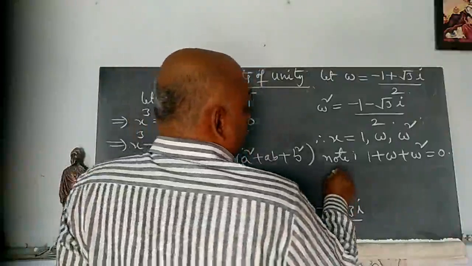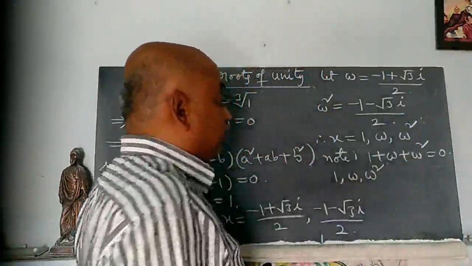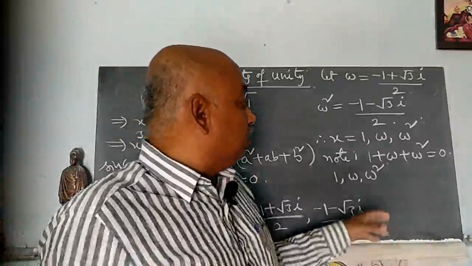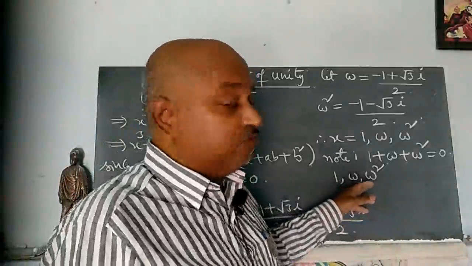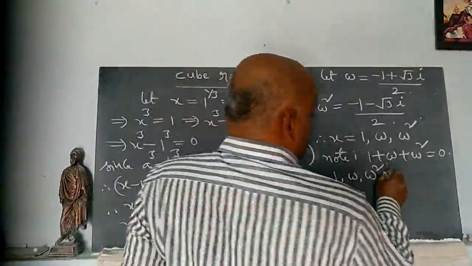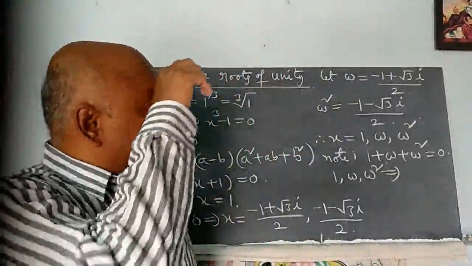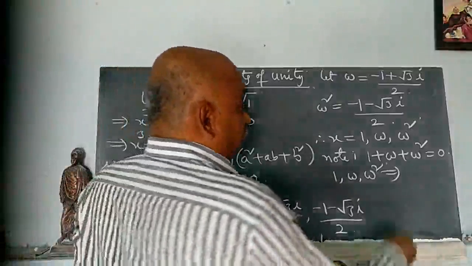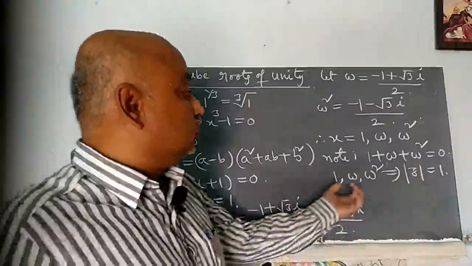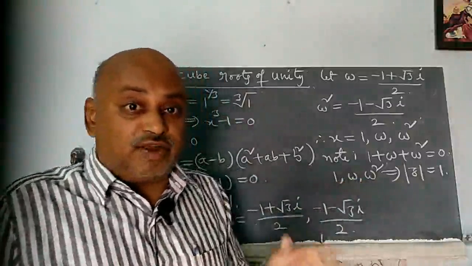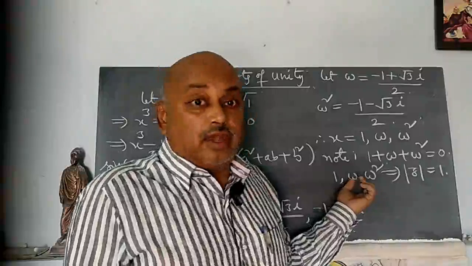Again, the cube roots 1, omega, omega square lie on the unit circle, on the circumference of the unit circle. Mod z is equal to 1. And these roots divide the circumference of the circle into 3 equal parts, and also it forms an equilateral triangle.